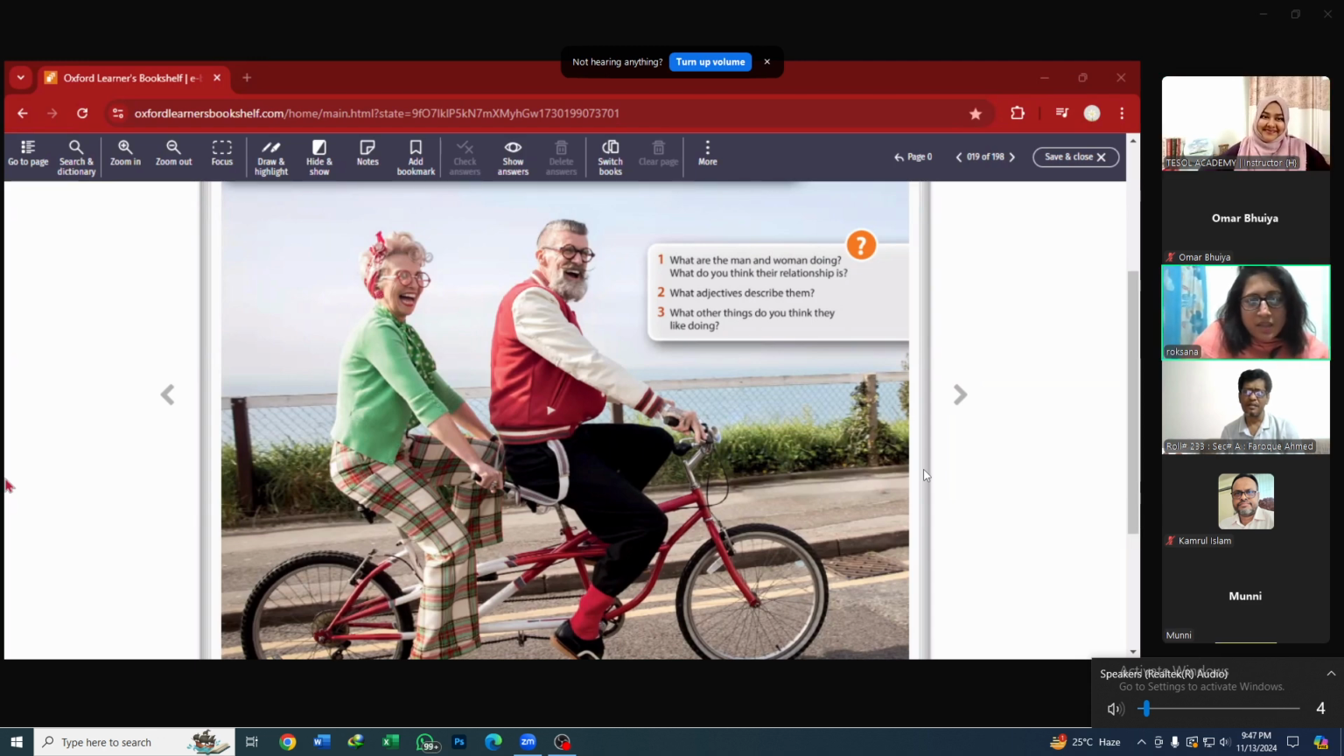They might like cycling. Yes, love cycling. Good. Maybe hang out or travel. Yes, very good. Traveling or hanging out outside, very good. What other things, Mr. Farooq, Mr. Kamrul? Anything else?